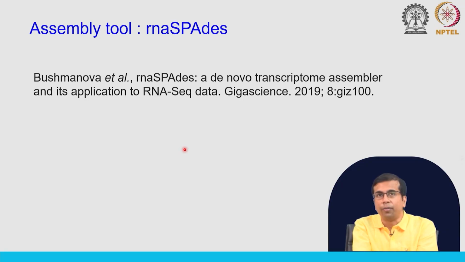Here is the next tool, which is rnaSPAdes. This is again a de novo transcriptome assembler, and it is used for RNA-seq data transcriptome assembly. There is an equivalent tool called SPAdes, without the RNA part at the front, and that is actually used for genome assembly. So, as you see, these are kind of adaptations of genome assembly algorithms into transcriptome assembly.